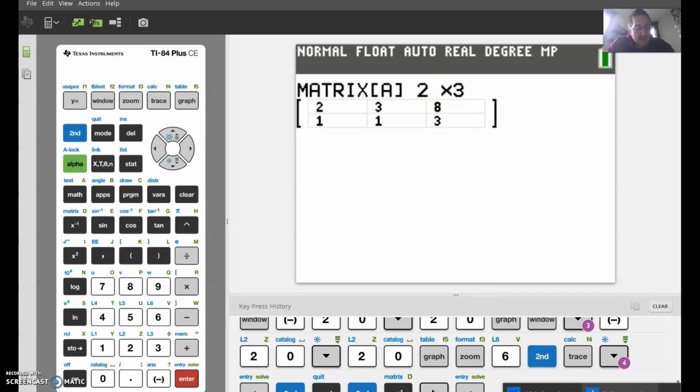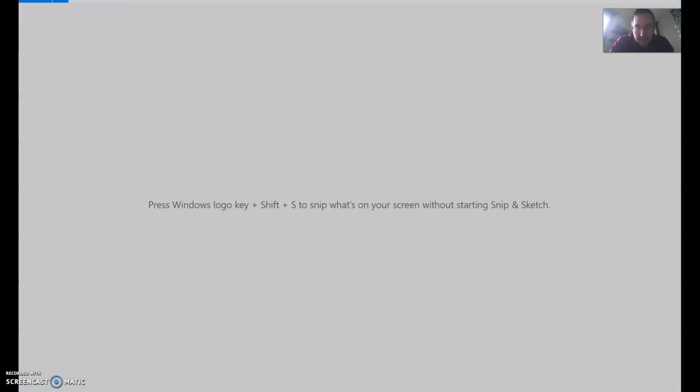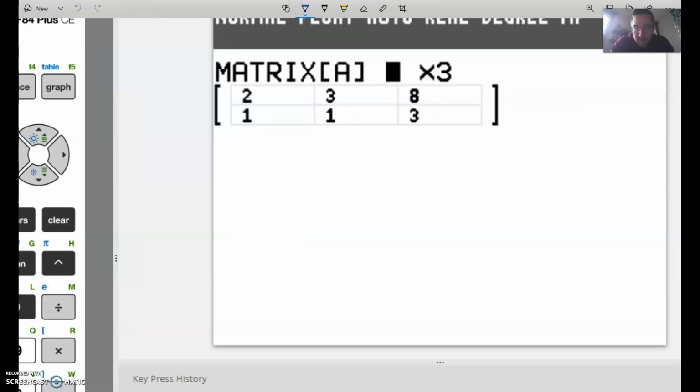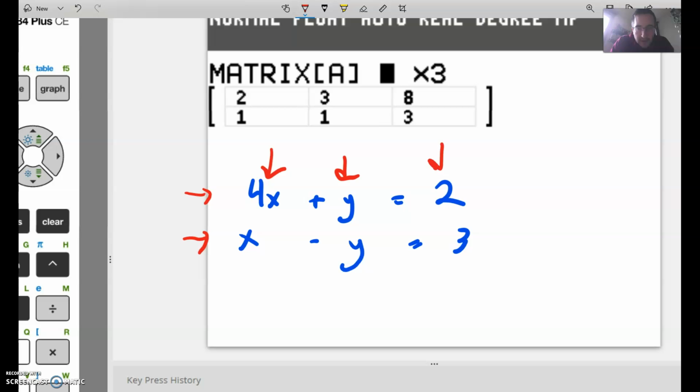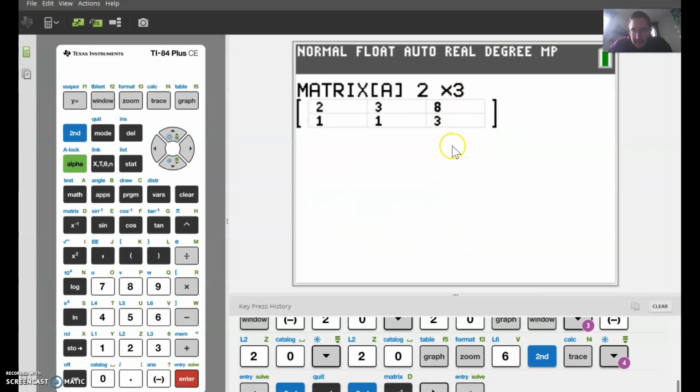Why do we want to make it a 2 by 3 matrix? Let me show you. Remember we said our equation was 4x plus y equals 2 and x minus y equals 3. Do you see why that is a 2 by 3 matrix? There's 2 rows, row number 1, row number 2, and then there's 3 columns, x, y, numbers. So that's why this is a 2 by 3 matrix.